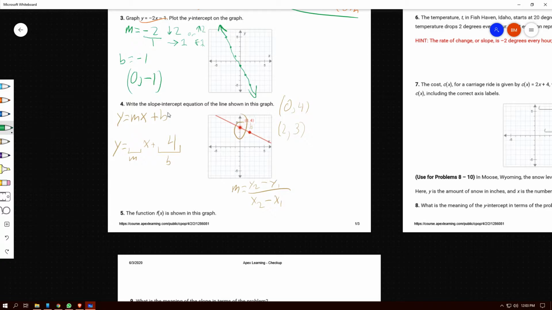I'm going to label this: this is x1, y1, x2, y2, and then I'm going to plug this in. It's going to be -1/2. It's kind of sloppy, but you get -1/2. And then I'm going to clean this up and say y equals -1/2 x plus 4 is my equation.